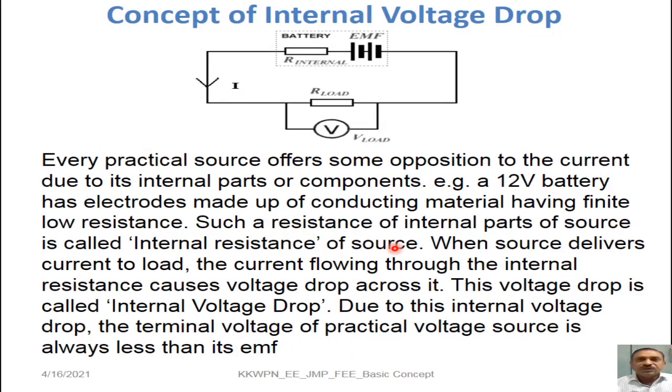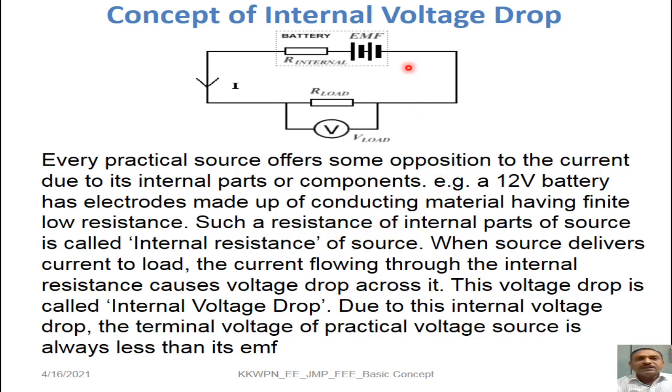Once we know the internal resistance concept, we can understand the internal voltage drop in a battery or a power source. Now every practical source, as we have seen, offers certain opposition to the flow of current due to its internal part that we term the internal resistance. So if you take an example of a 12-volt battery, which is made from electrodes of conducting material which have certain finite resistance, such a resistance of its internal part is called internal resistance.